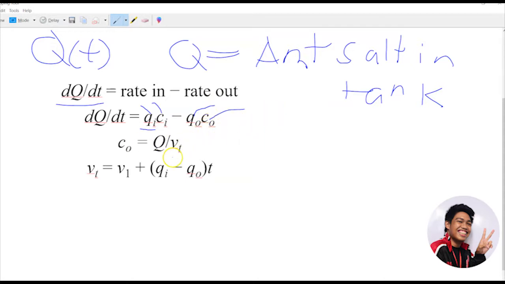The concentration leaving the tank is given by this equation, wherein Q is the amount of salt present in the tank at any time, divided by the total volume. The total volume is given by the initial volume plus the flow rate in minus the flow rate out, times time. This will be the concept and equation we will use.